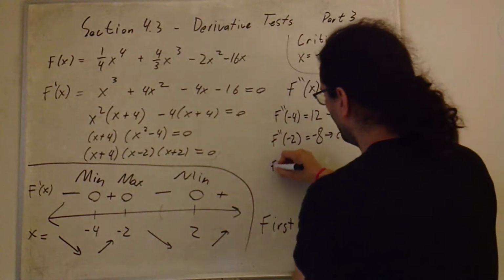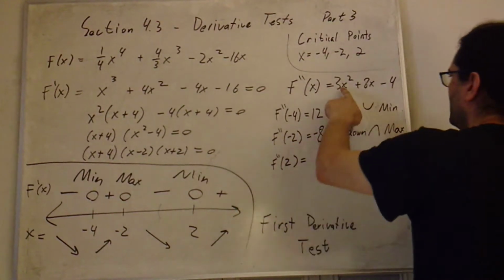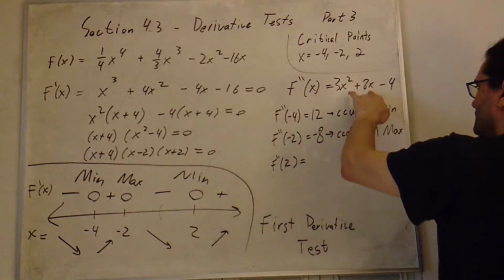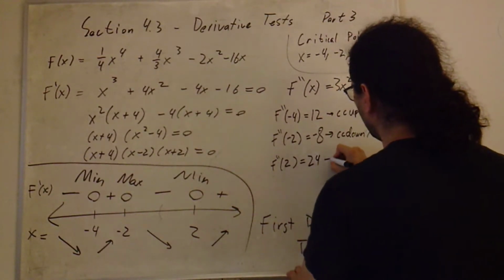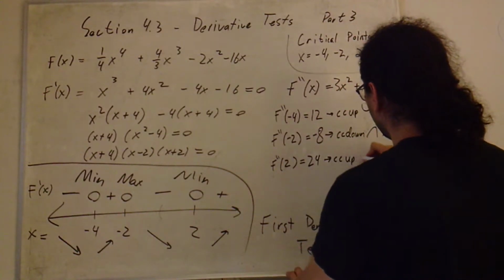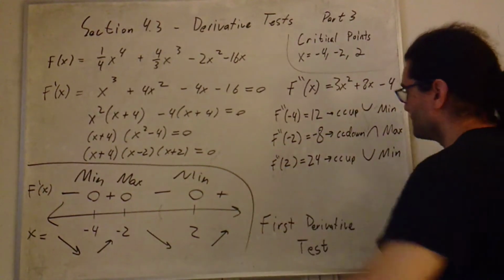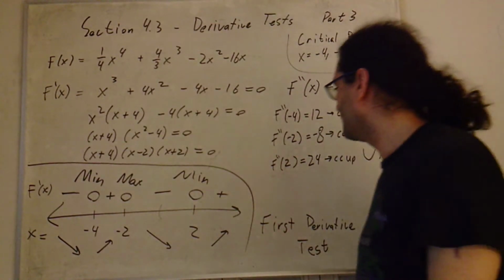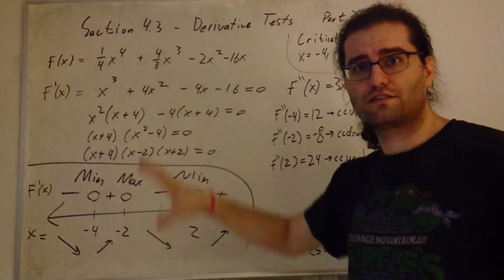And f double prime of 2 will give me positive 12 plus 16 is 28, minus 4 is 24, which is concave up, which means I have a min, which matches. So all this information matches. And this is it. This is the first derivative test and the second derivative test all together.